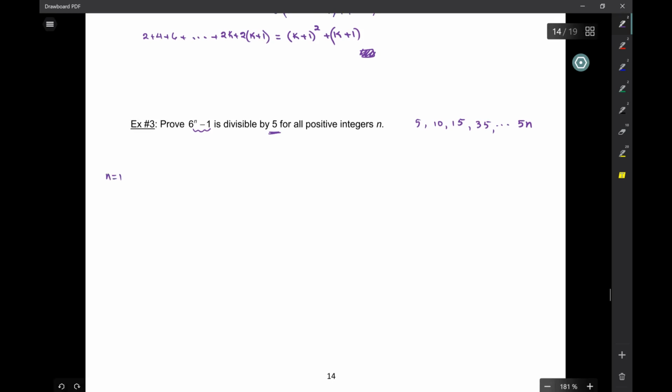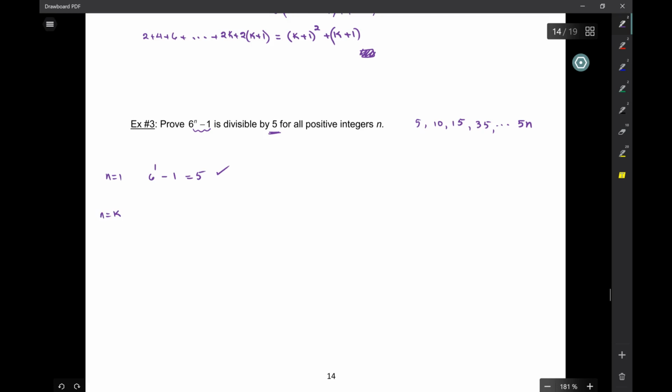So let's do this. n equals 1. 6 to the power of 1 minus 1. How much does that equal? 5. So does that work? Is that divisible by 5? Yeah, that works. Whew. Okay.